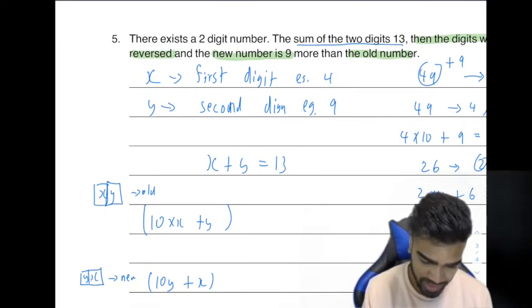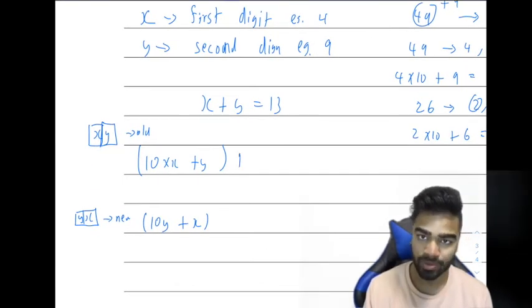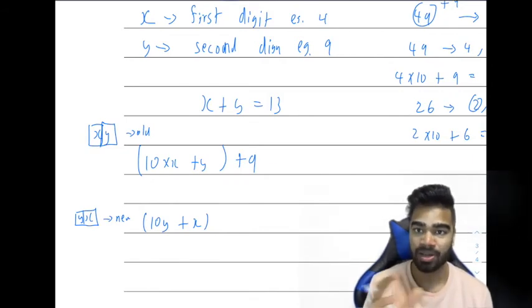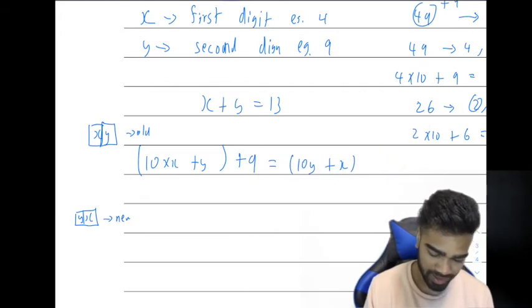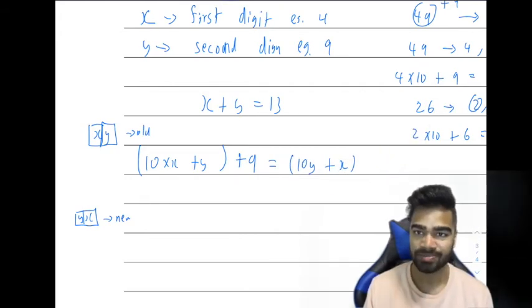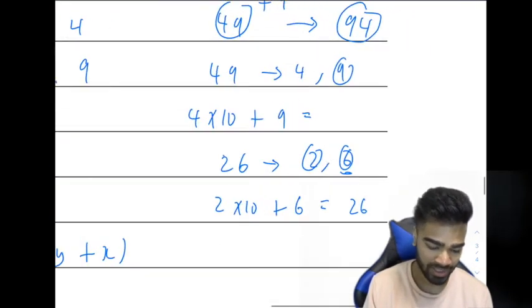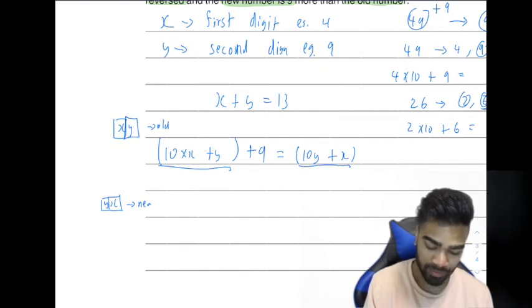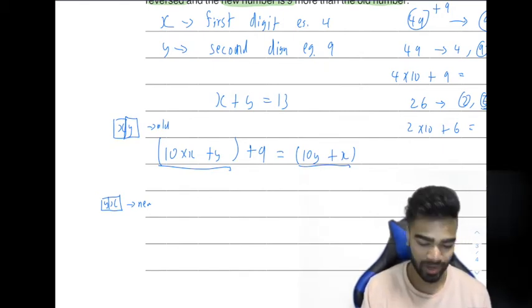Then they're saying that the new number is 9 more than the old number. So whatever the old number was, if you add 9 to it, it should be the same as the new number. Look at that, we have an equation. That's it, guys. So step by step how I did it, I find the old number using the logic I said here, and I find the second number, and if I add 9 to the old number, I can make it equal to the new number. I hope you got that.